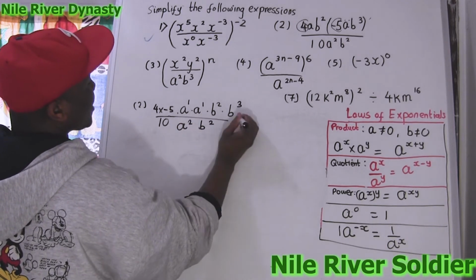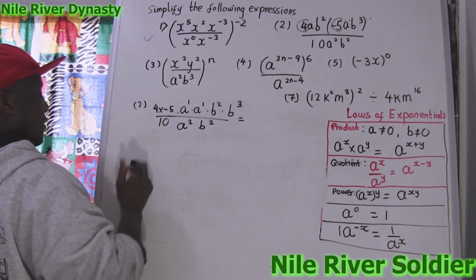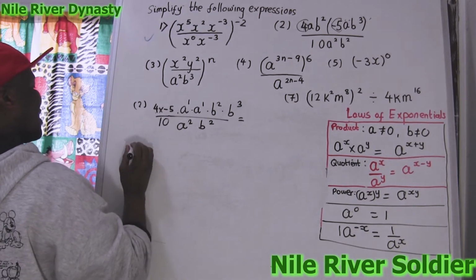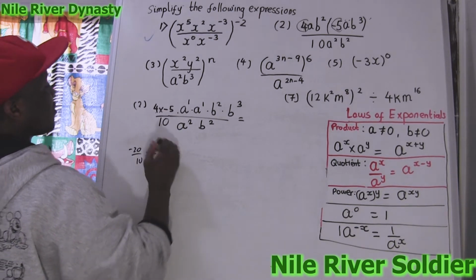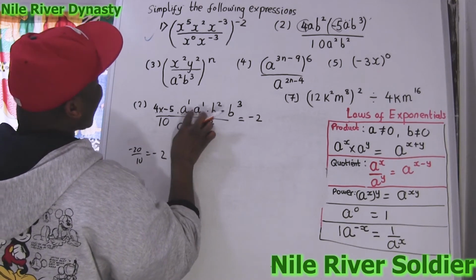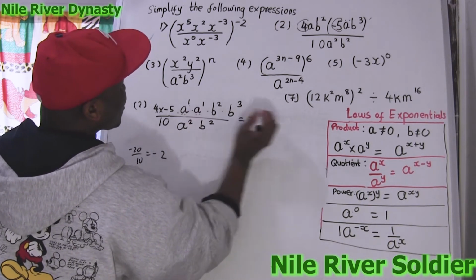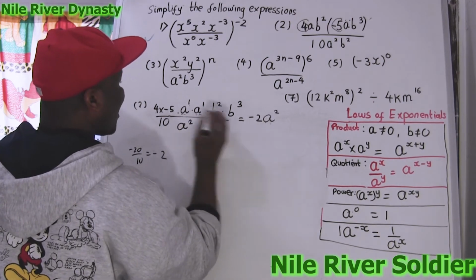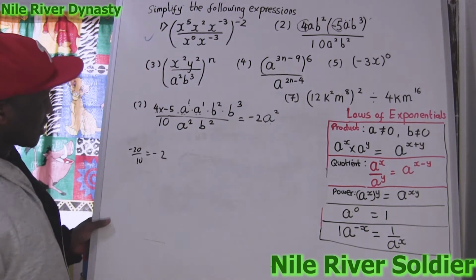And then B squared. So 4 times 5, negative 20 over 10 equals negative 2. So this is going to give us negative 2. Now, the bases are the same, so I'm going to write only 1, and 1 plus 1 equals 2, because the bases are the same. I write only A and then add the power, 2.